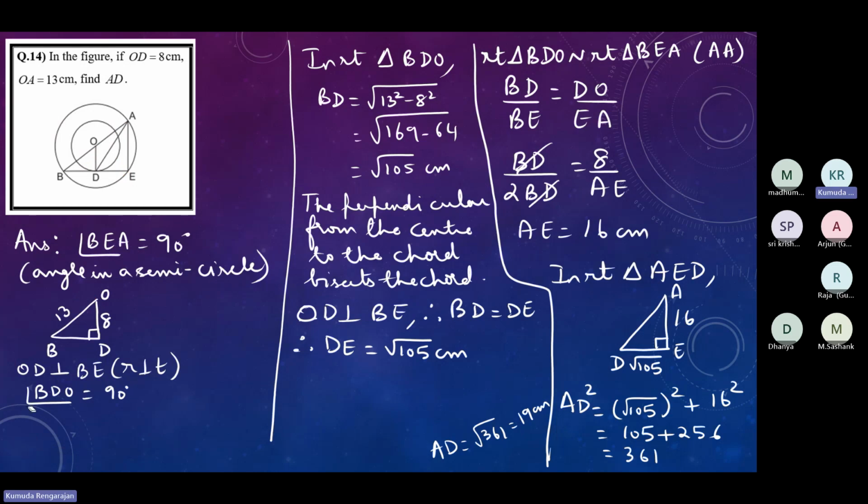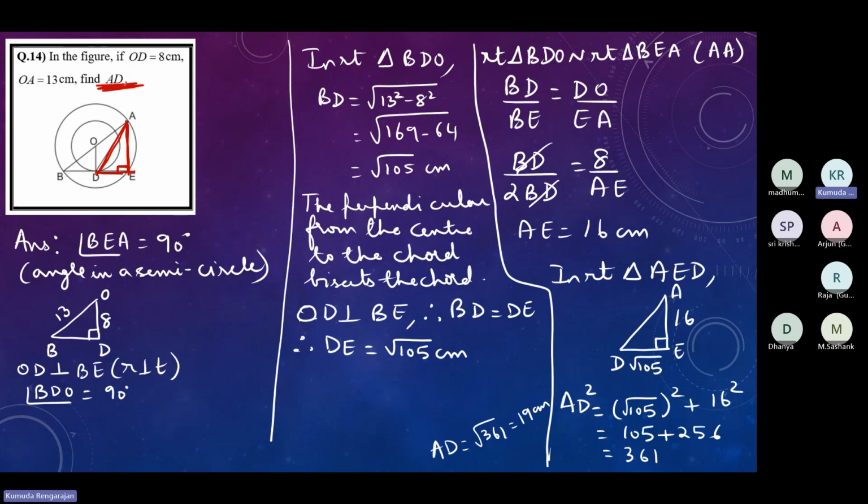So I started from here. I was just looking at a triangle which has AD. So this is the triangle that has AD, right? And this one is a right triangle, and AD is the hypotenuse of the right triangle. So if you find DE and AE, you can find AD using Pythagoras theorem. So I started from there.